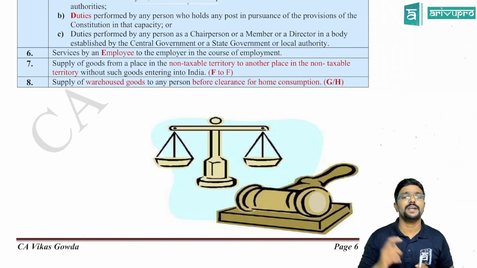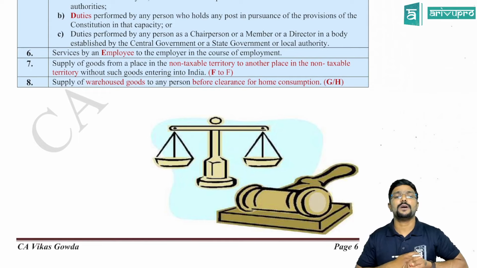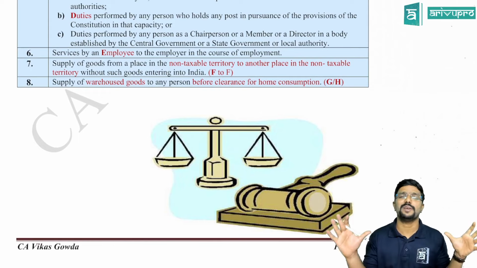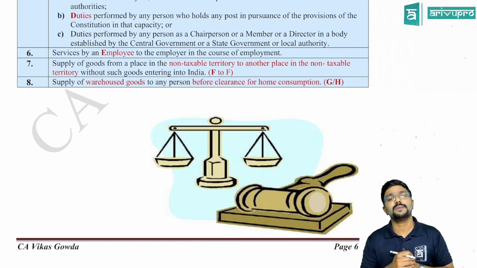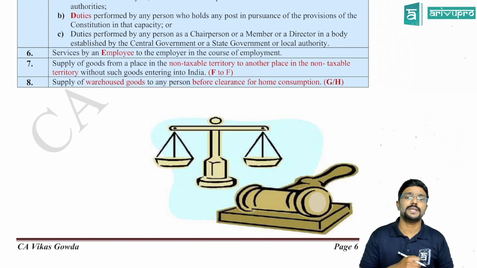Then services provided by an employee to the employer in the course of employment. In simple, employment service. Then 7th one, supply of goods from a place in a non-taxable territory to another place in non-taxable territory.